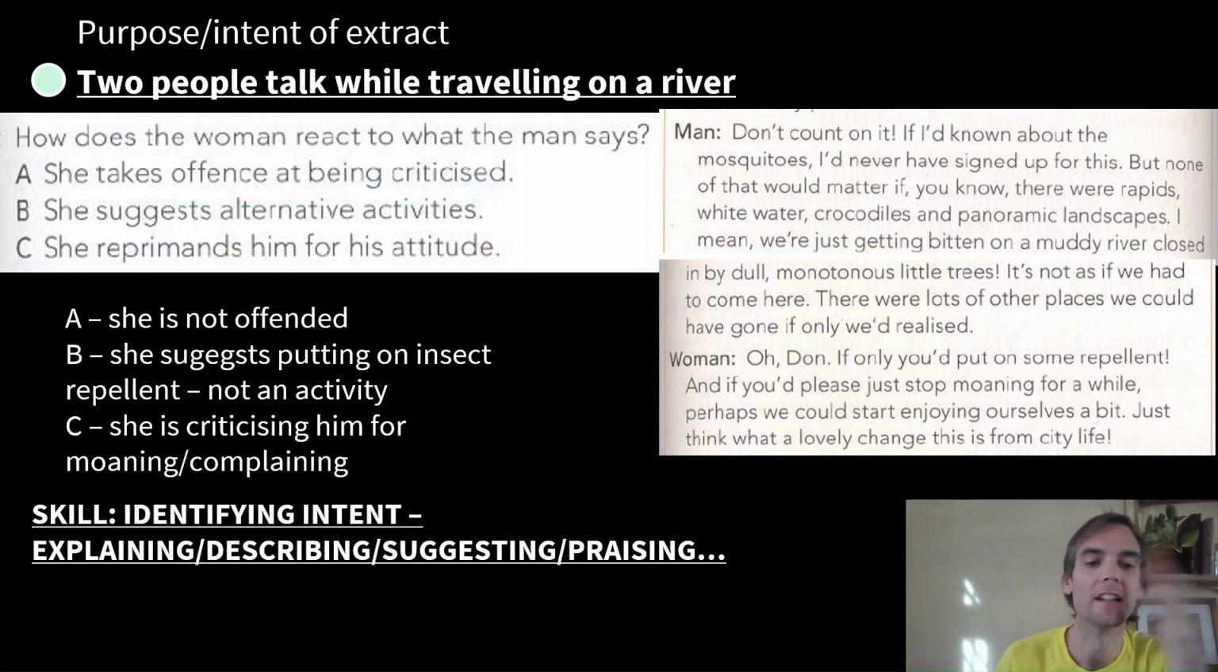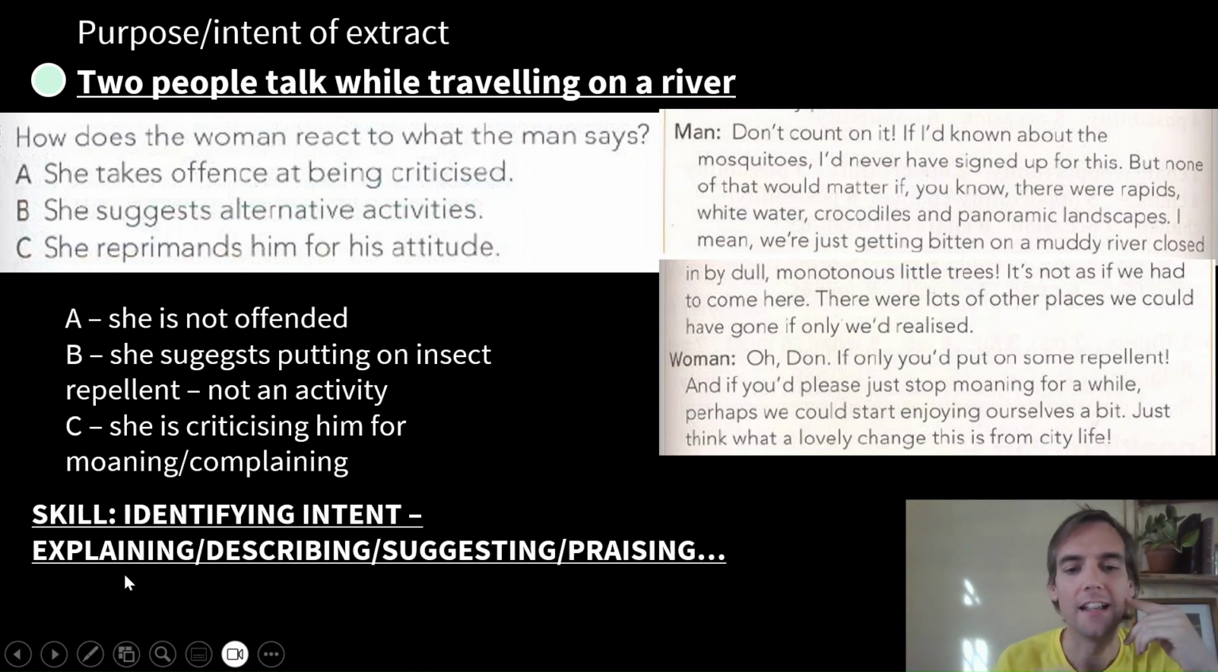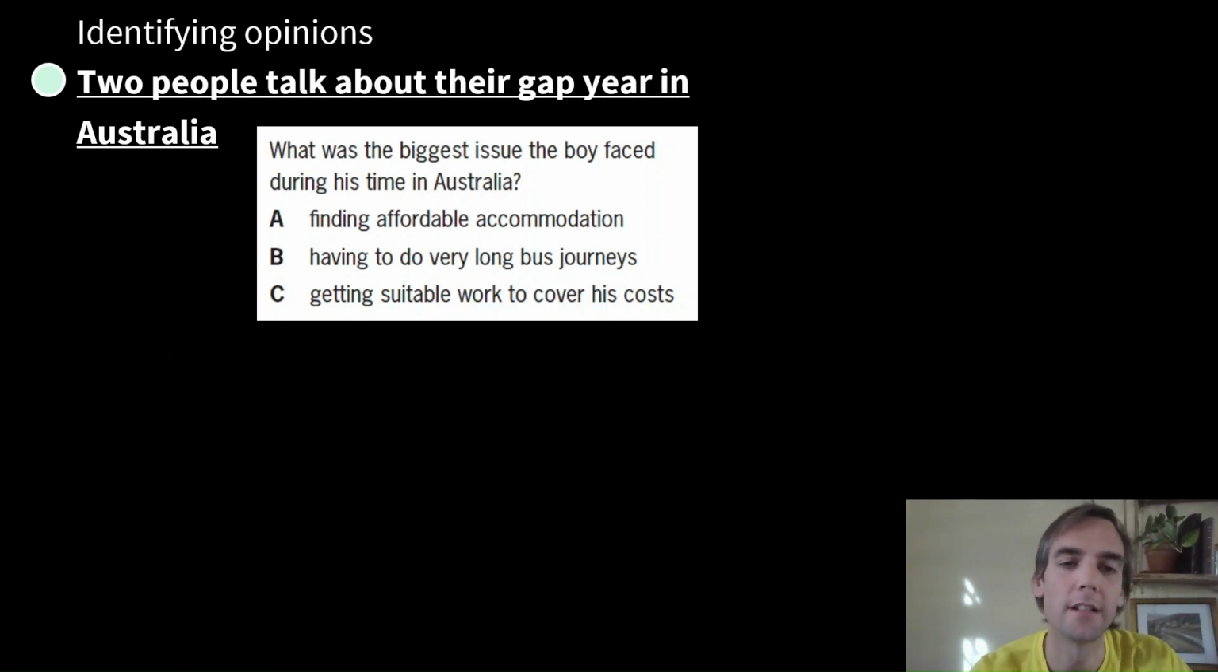Next question type. Well, as I said, identifying the intent. They could be explaining something, describing something, suggesting, and so on. In this case, reprimanding, criticizing, another possibility. Next question type. This one's a bit more straightforward, I hope. Opinions. We have two people talking about their gap year, where you stop working for a year and go and travel in Australia. The biggest issue the boy faced: accommodation, long journeys, getting work. Okay, so the biggest issue, meaning the biggest problem.